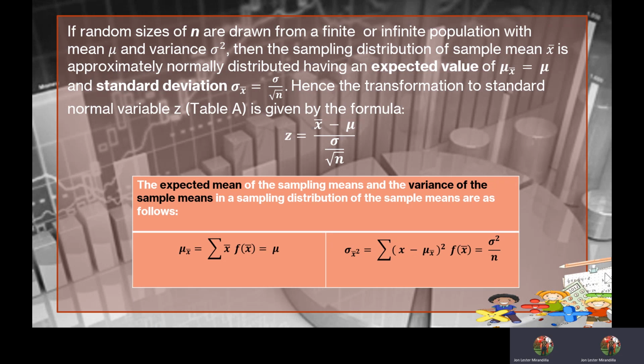At yung mga formula for the expected mean of the sampling means and the variance of the sample means in a sampling distribution of the sample means are as follows. So, this formula is for our sample means. Ito yung mu x bar. Okay. Mu x bar, ito yung sa ating sample means. Ito naman yung ating sample standard deviation. Ito yung formula na gagamitin natin for sample standard deviation. Again, this is for the sample mean. Ito yung gagamitin natin sa sample mean. This is the sample standard deviation.